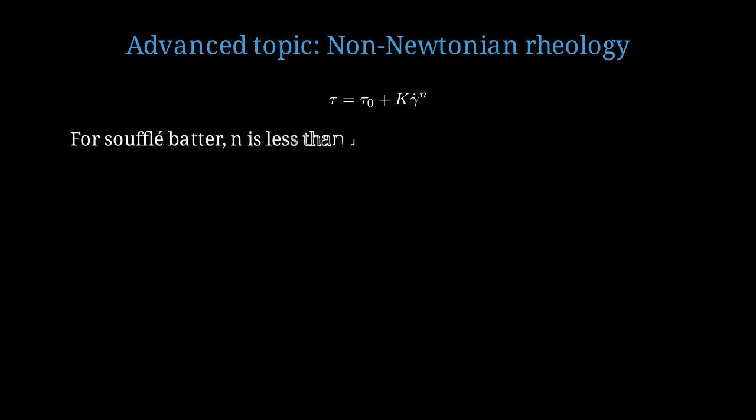For those interested in advanced topics, the soufflé batter exhibits fascinating non-Newtonian rheology. The shear stress, tau equals tau 0 plus k times the shear rate to the power n. Here tau 0 is the yield stress, k is the consistency, and n is the flow behavior index. For soufflé batter, n is less than 1, meaning it's shear thinning. It flows more easily when stirred, but resists flow when at rest.